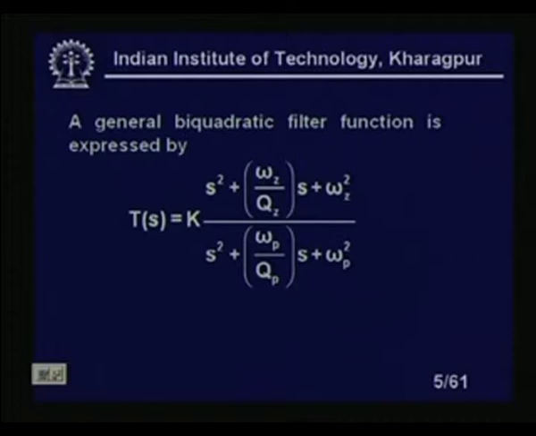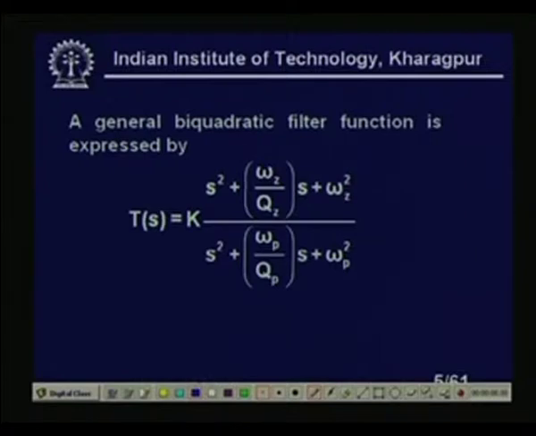Now, a general biquadratic filter function is expressed by T(s) equal to K (s square plus omega z by Q z s plus omega z square) upon (s square plus omega p by Q p s plus omega p square), where these are generalized second order structures.